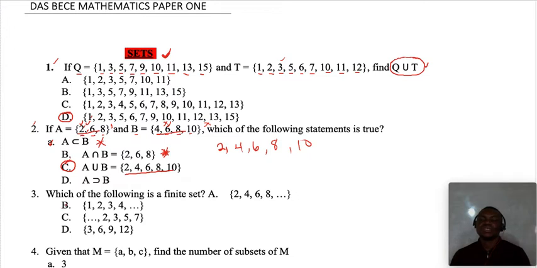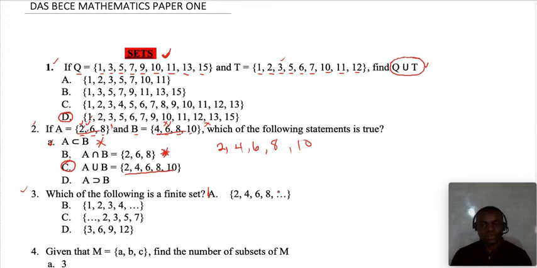Then we go to question 3, the same topic. Which of the following is a finite set? Option A is 2, 4, 6, 8, dot, dot, dot. Then we have another set, 1, 2, 3, 4, dot, dot, dot. Then C, we have dot, dot, dot, 2, 3, 4, 5. Then D is 3, 6, 9, 12. So let's see. A finite set is a set with the last member known. An infinite set is a set with the last member unknown.